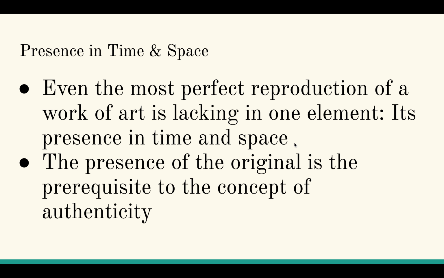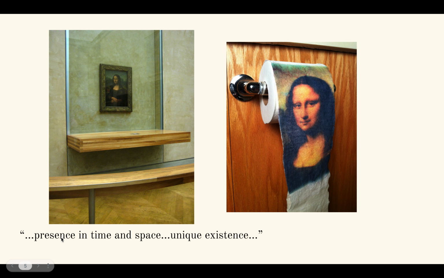So, and we'll get into it more a little bit later, but when Benjamin talks about the aura, which is a difficult kind of concept to grasp in many ways, what he's talking about is this thing, right? The authenticity, the power of the artwork, and specifically its presence in time and space. So here's an example, right? Benjamin talks about the presence, again, of the artwork in time and space and its unique existence.